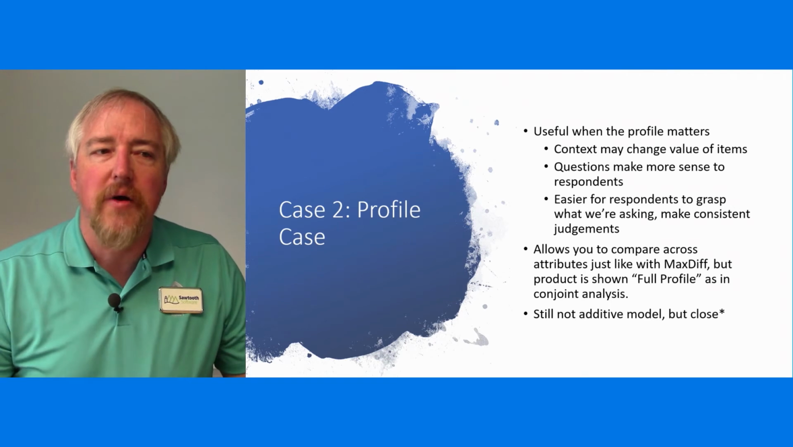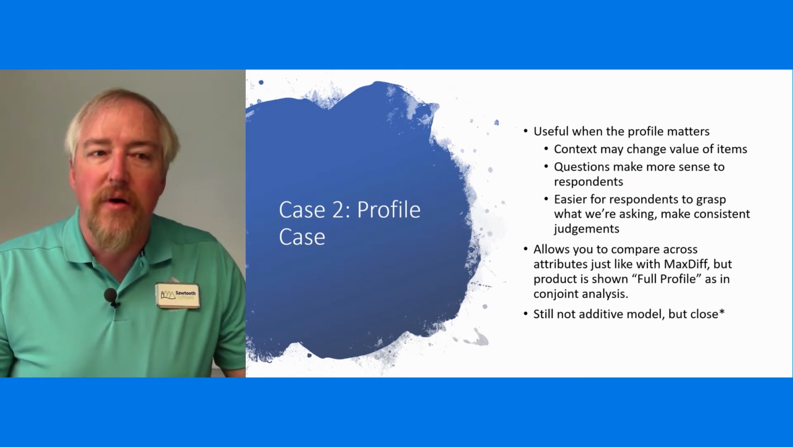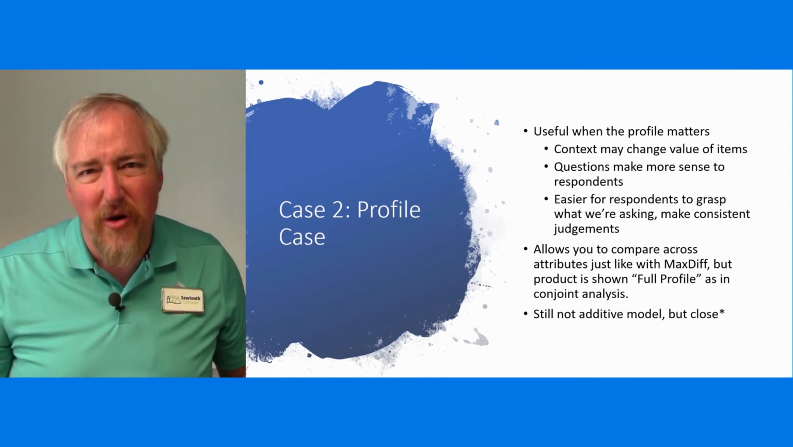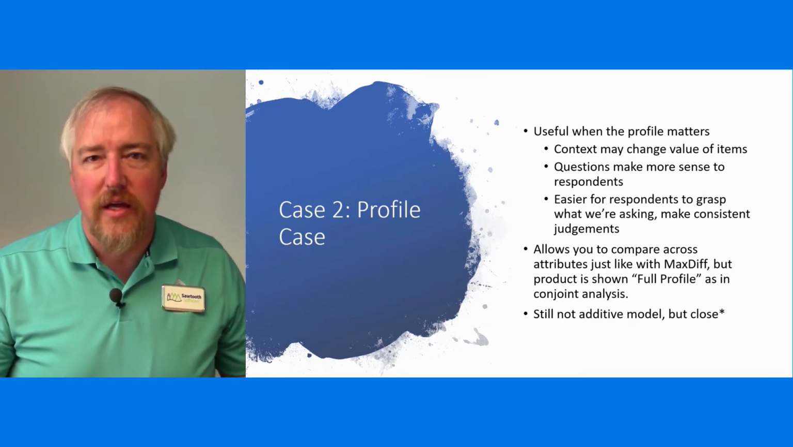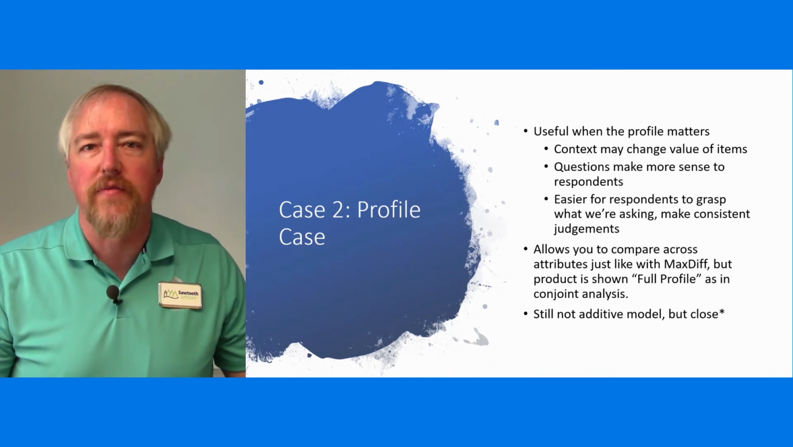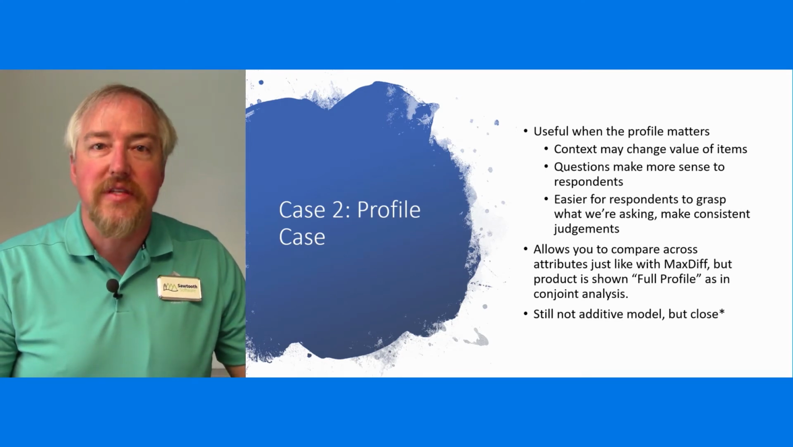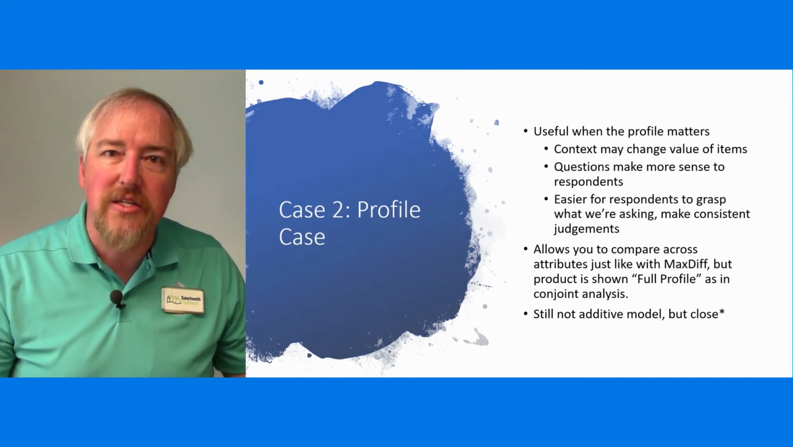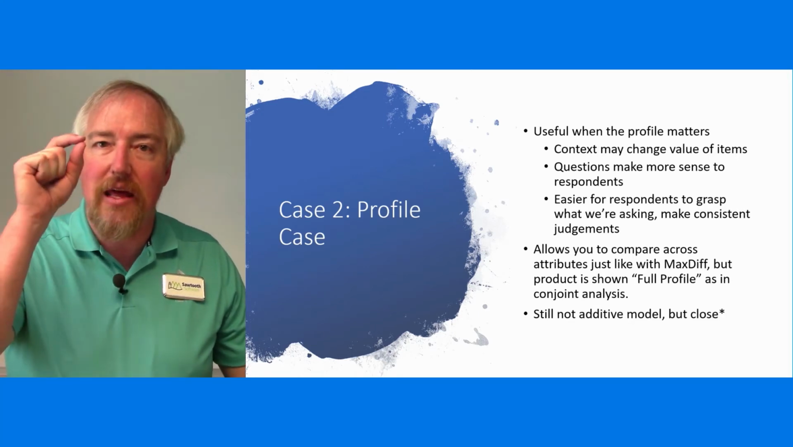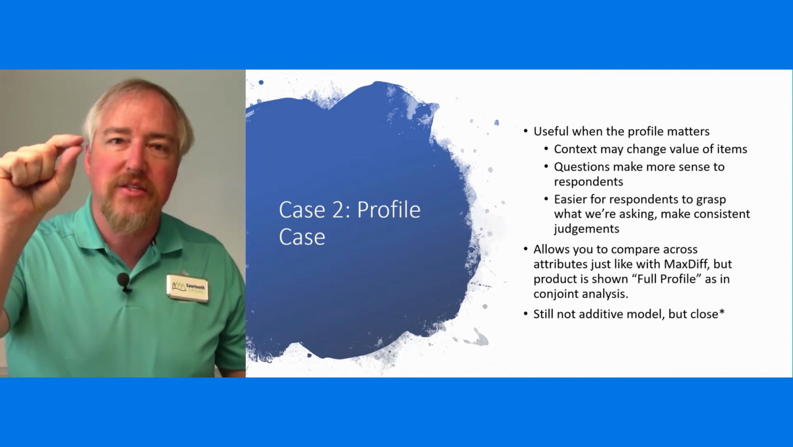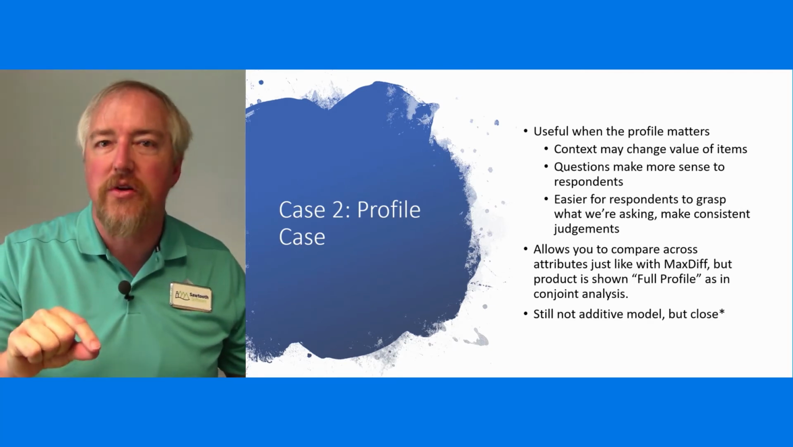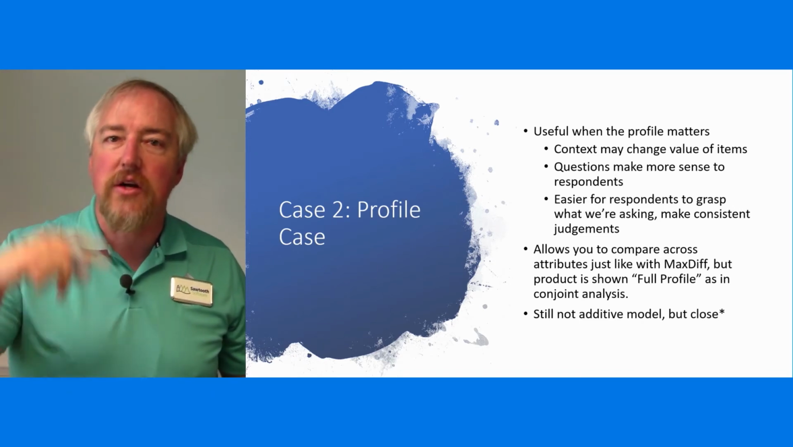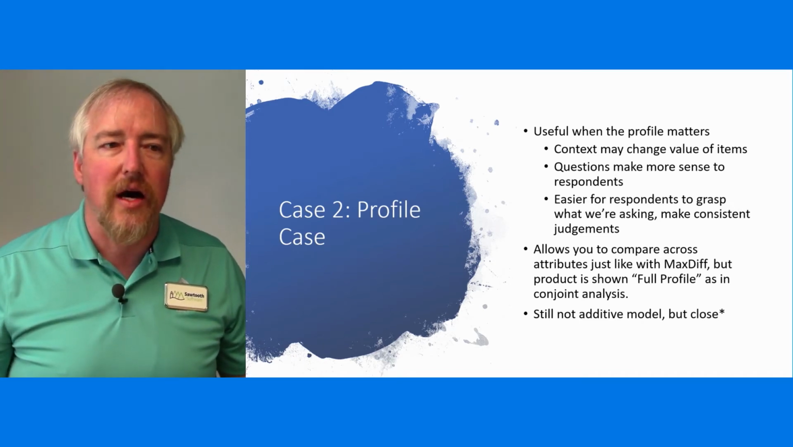It also allows you to compare across attributes just like with MaxDiff, but the product is shown as full profile. So we get the benefits of the profile, but we're measuring things in terms of MaxDiff, where we get an individual value for each item. These things are scaled in relation to one another, so we can tell that combination of things is the best, that individual item is the best thing. So maybe this shipping method is the best, and then the returns method is the second best, and then the seal of approval is the third best, so we can look at things across attributes, which you can't do in conjoint.